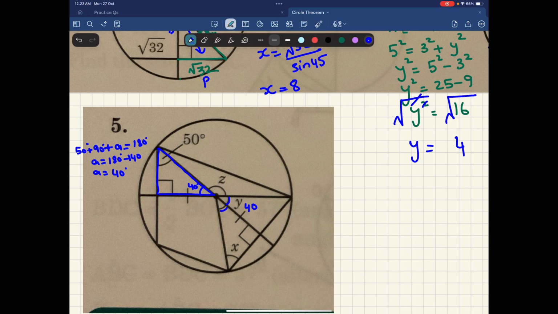Okay, so what is angle y? Y is 40 plus 40, which gives it a value of 80 degrees.